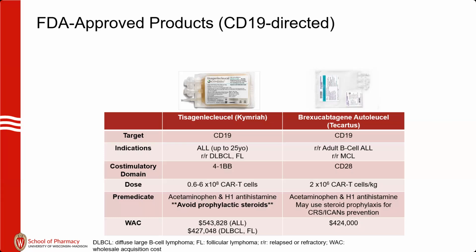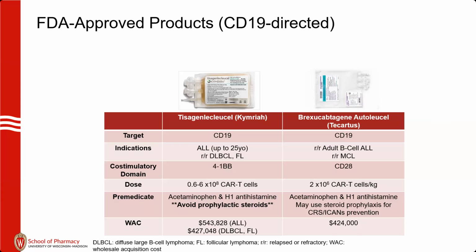And so that ALL price you can see over the $500,000 mark. Because it's high enough, this product needs to be specifically approved by a vice president every time we purchase it. On the other side, we have brexucabtagene autoleucel, or Brexucel, otherwise known as Tecartus. This one we use in both of its indications. So it's indicated for relapsed refractory B-cell ALL in adults, as well as in mantle cell lymphoma.